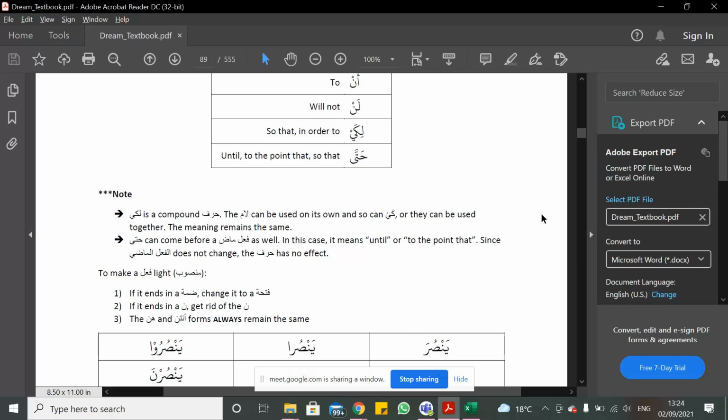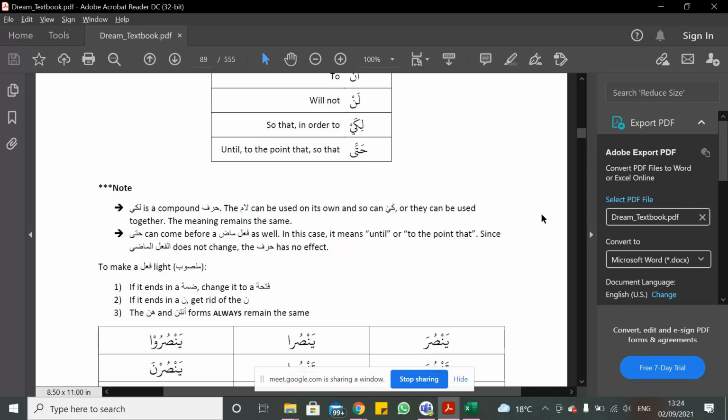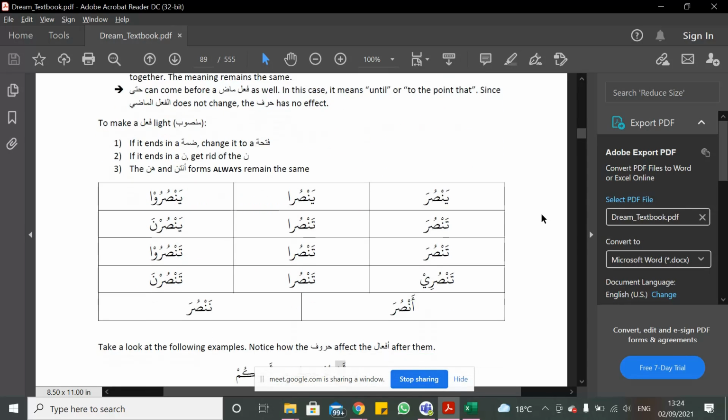Done? Yeah. Okay. Thank you, Sister Raisa. Now I want Sister Parveen Maruf to please read from "To Make a Fail Light" these points.